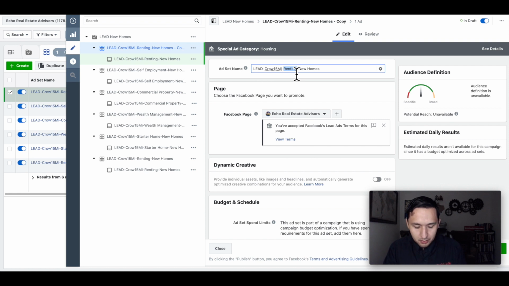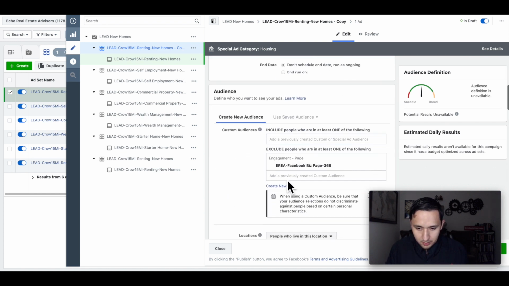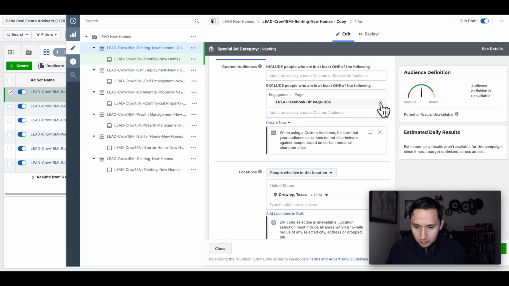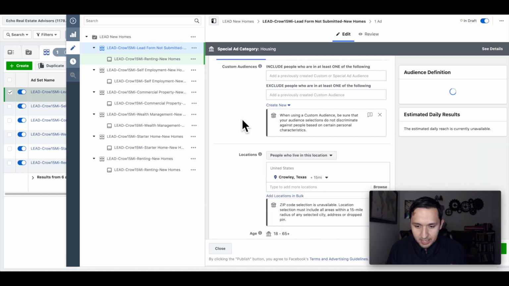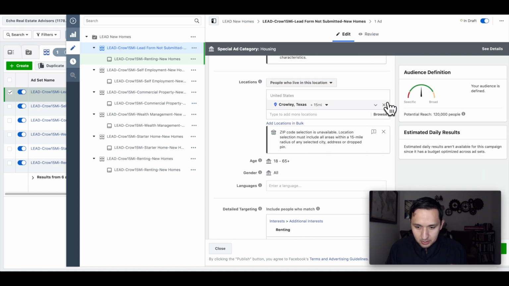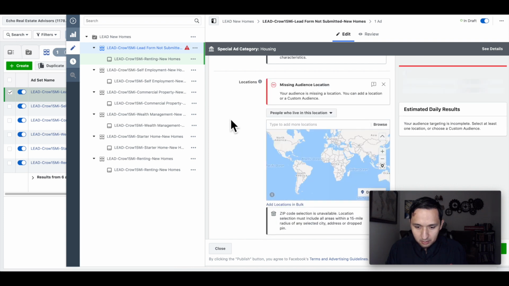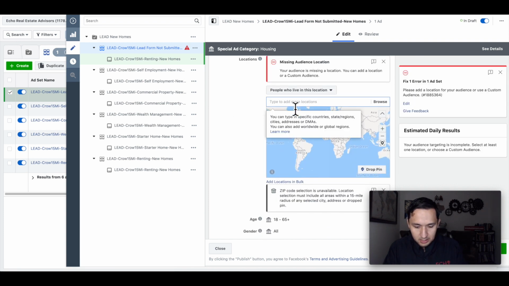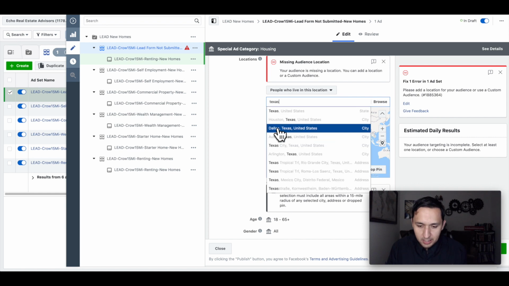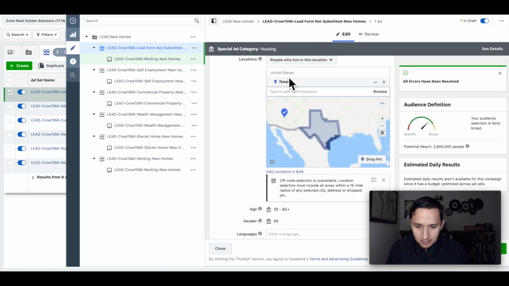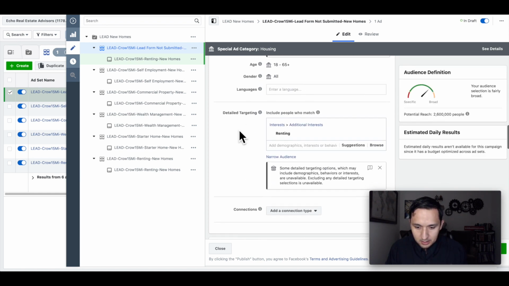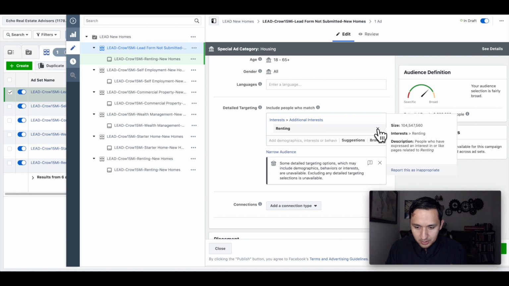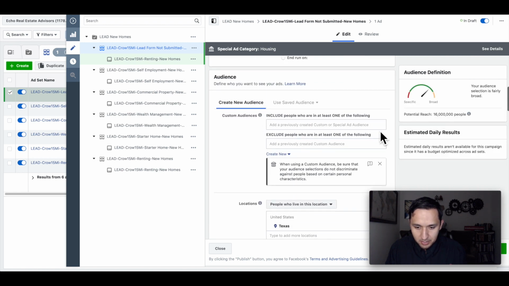And then we're going to go lead form not submitted. All right. We are going to drop that. We are going to drop that as well. And just leave Texas as fine. And we're going to get rid of that. Now come back up here.